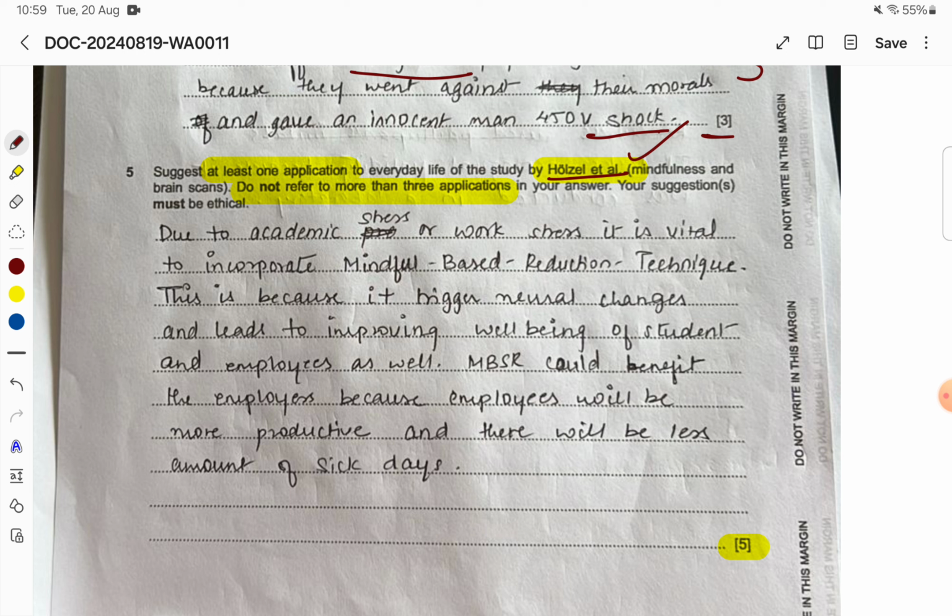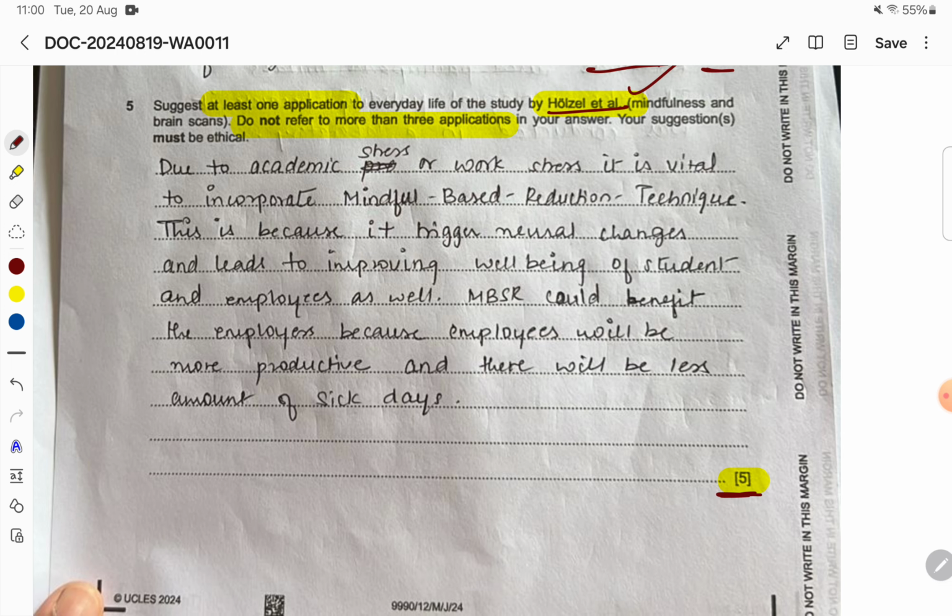Holzel et al. is a very practical study. That's why it's very practically oriented. It's very easy to talk about application because the study is intended only to be an application of mindfulness. The only thing you need to consider is when they ask you for 5 marks, like they have in fact hinted in the question itself, you can take 1 application and elaborate a lot on that. And what do I mean by elaborate a lot?